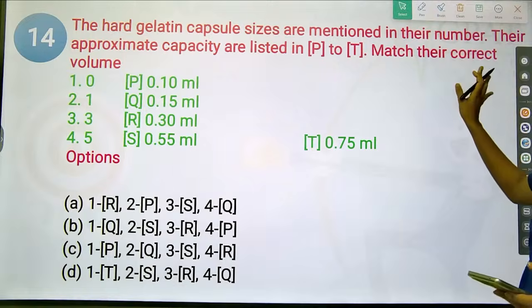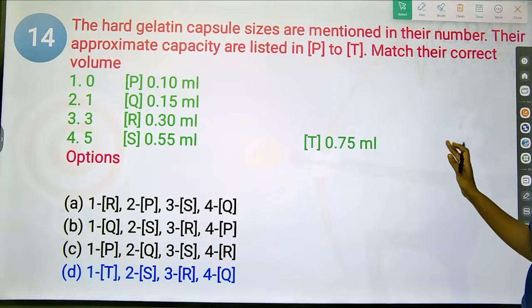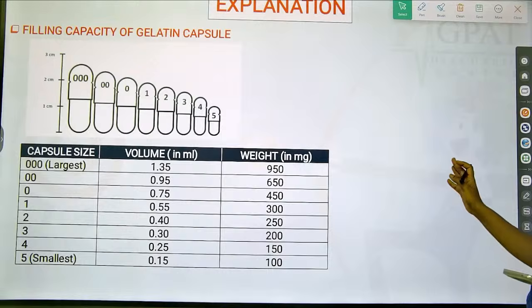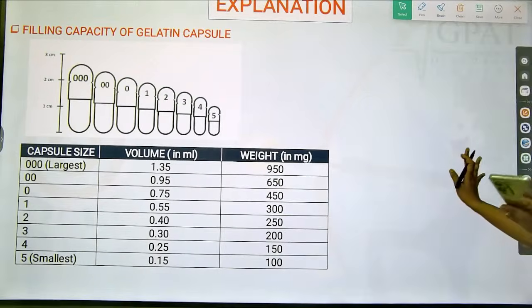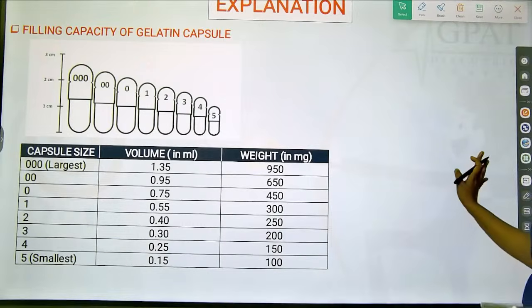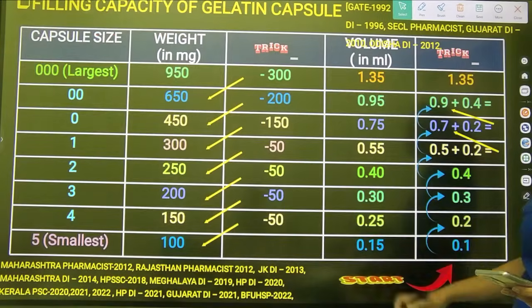A little trick you can remember: for 1, just divide by 2, so you will get 0.5. So this is like volume and weight. Anyway, we have remembered it in the weight. Okay, D is the right answer. Very good, all of you. Next question we will solve.